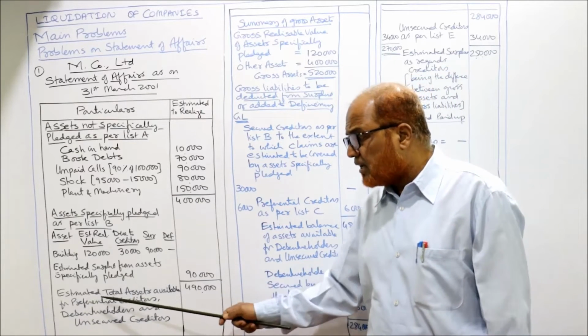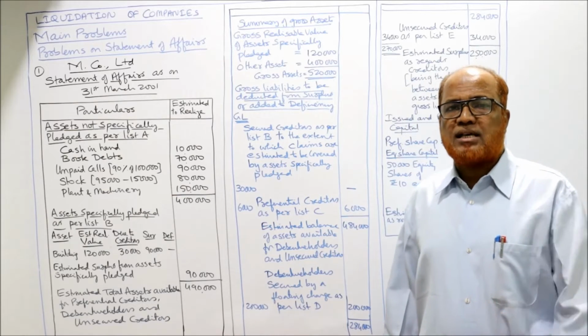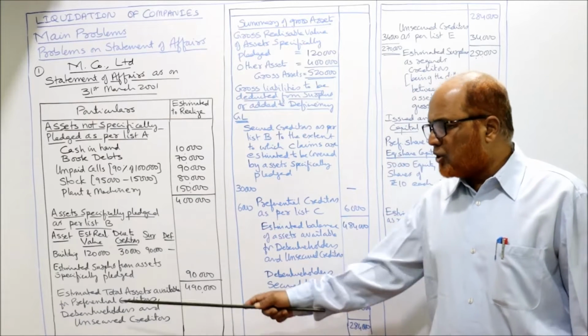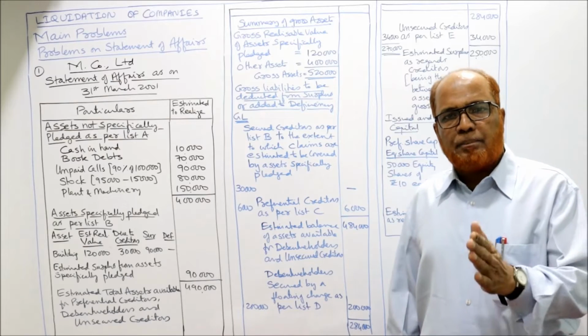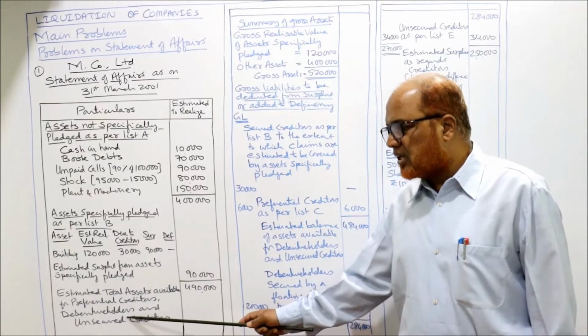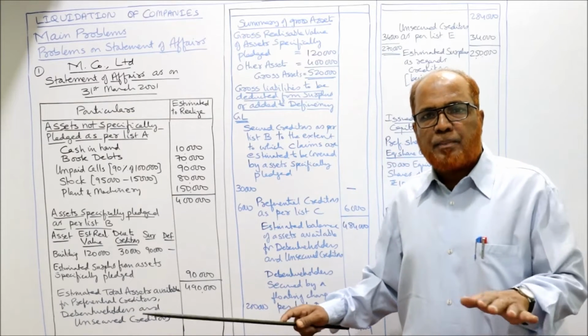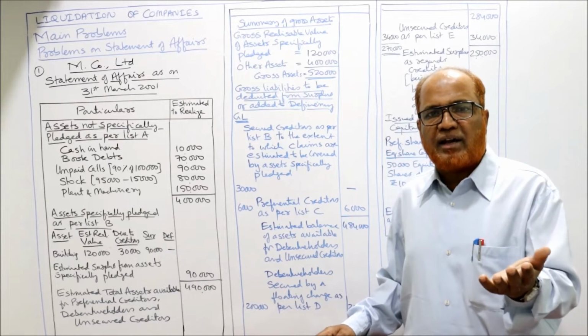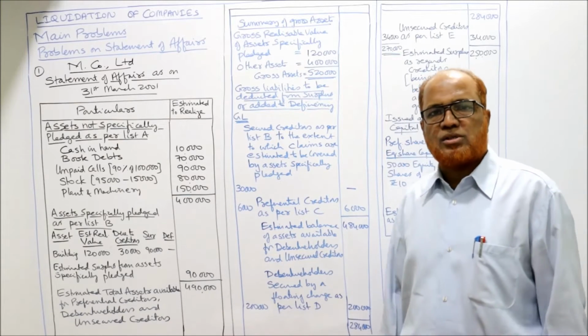These are the estimated total assets available for paying to preferential creditors, debenture holders and unsecured creditors. The fund available to give to all these parties is 4,90,000.